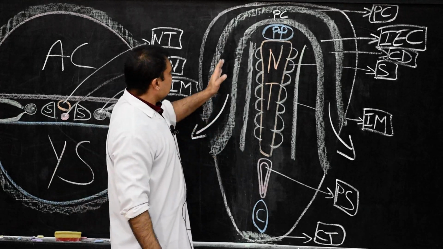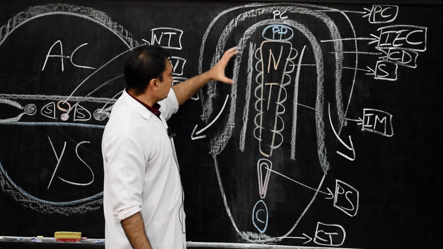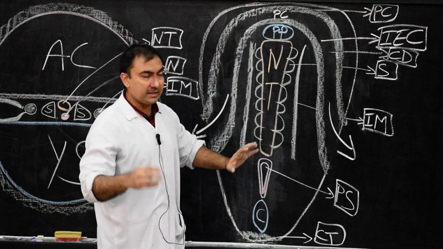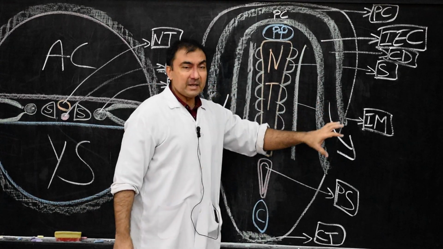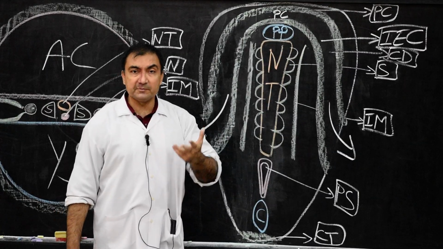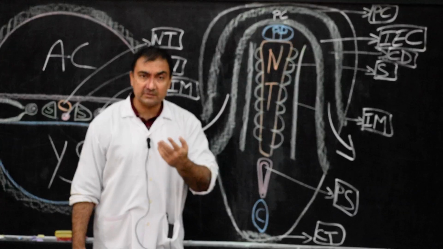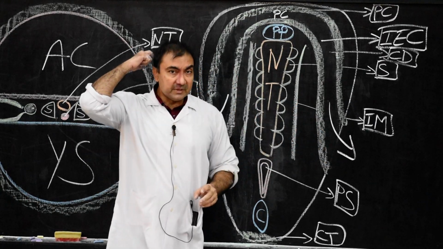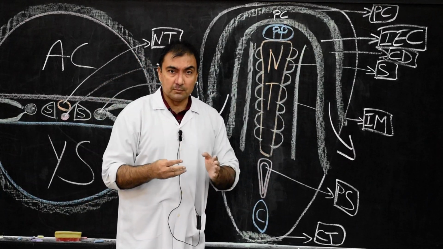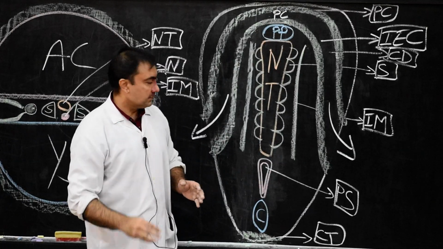Now, what will this intraembryonic coelom develop into? The intraembryonic coelom will develop into the three major cavities of the human body: the pericardial cavity, the pleural cavities, and the peritoneal cavity. The three major cavities of the human body are developed from the intraembryonic coelom, from the lateral plate mesoderm.